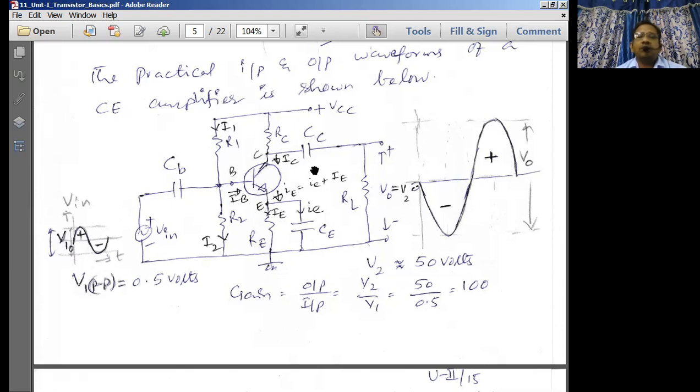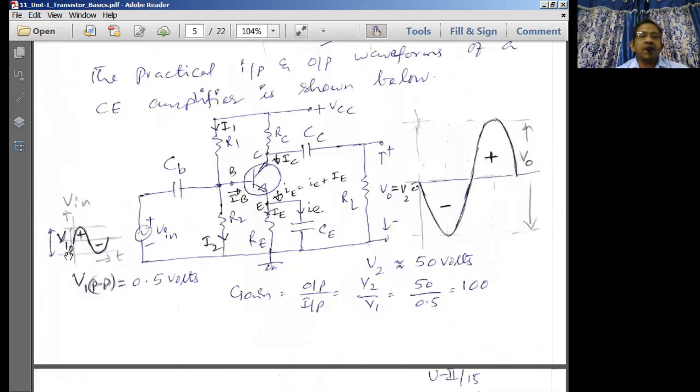And we pick the output voltage across the load resistance. Here also we put a coupling capacitor CC. In the output current we have a DC current called IC, capital IC and small IC. I don't want the DC current to flow through the load resistance. Therefore, I put a coupling capacitor which blocks the DC signal and allows only the AC signal.